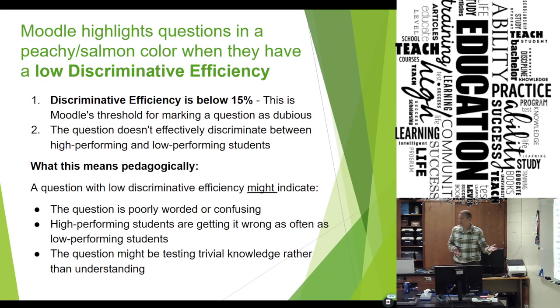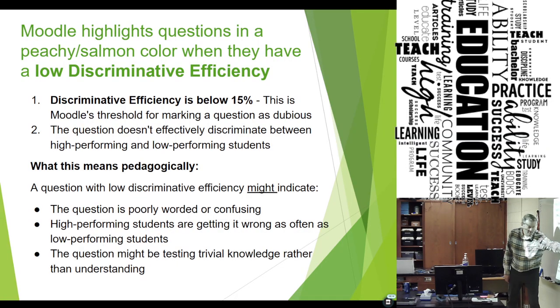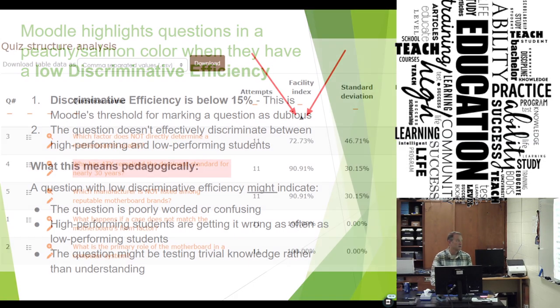Doesn't mean it's right. But Moodle goes and tries to say, that's correct, I think you should think about this question again. I had to look it up because it's not even my lowest one. But it might mean that it's poorly worded or confusing, that it's not testing what I think it's testing, or that it's just a poor question. So yeah, that's what that means.